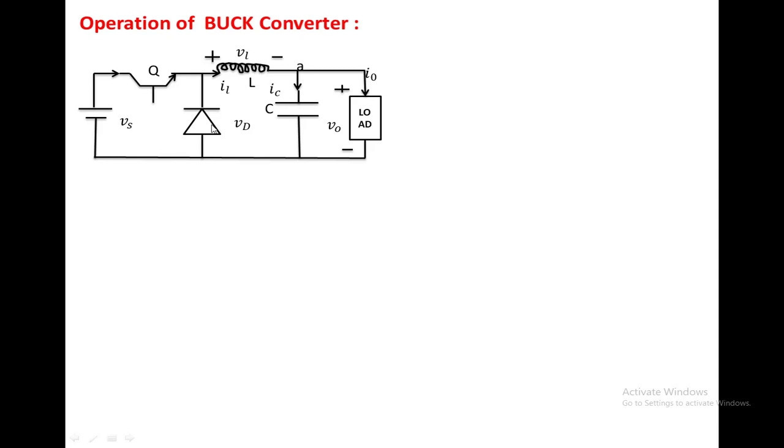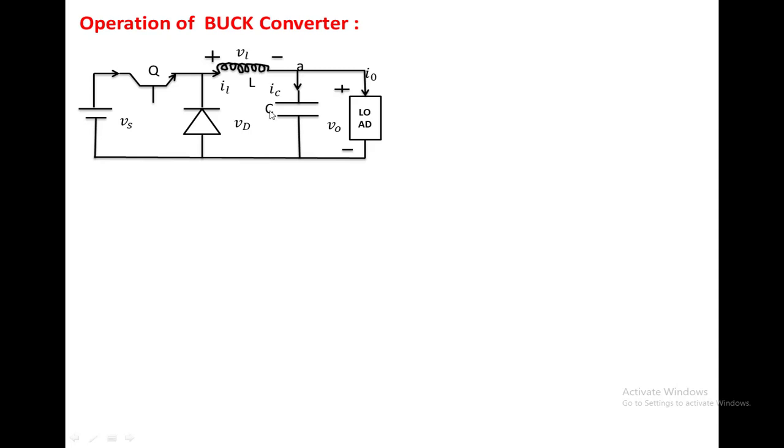If you see the circuit diagram, this is the DC input voltage which is represented by the Vs. This is the switching device. This is the freewheeling diode which is connected across the load. This is the inductor. This is the capacitor. This is the voltage across the inductor. This is the current passing through the inductor. This is the current passing through the capacitor.